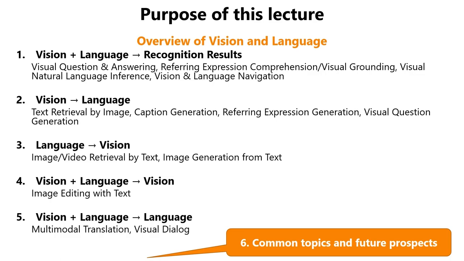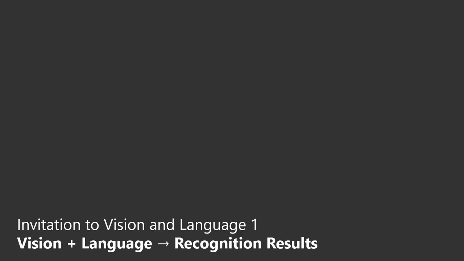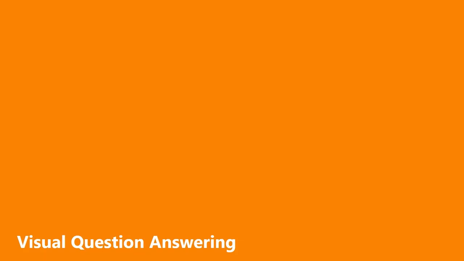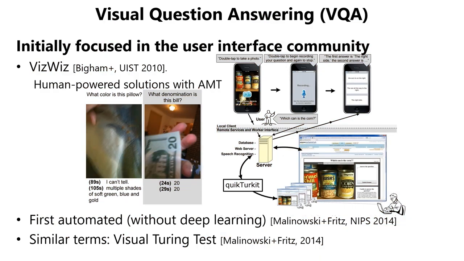First of all, I would like to talk about the first research theme of vision and language, which is recognition from multimodal input. First, visual question answering was initially focused on in the field of user interfaces. A blind person would take a picture of what he or she was holding, as shown in the image on the left, and ask a question about it. The way to answer this question is to take a photo with an iPhone and send it to Amazon Mechanical Turk workers around the world, as shown on the right. They would see the question with their own eyes, see the picture with their own eyes, and then give the answer back to you. This is exactly the interface.